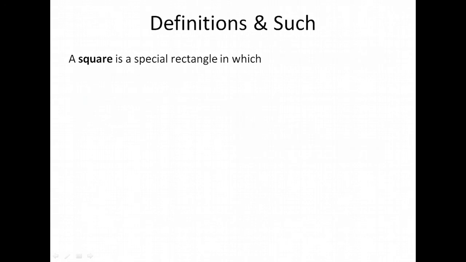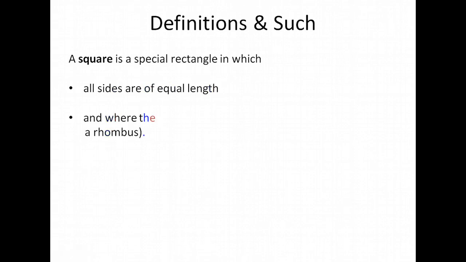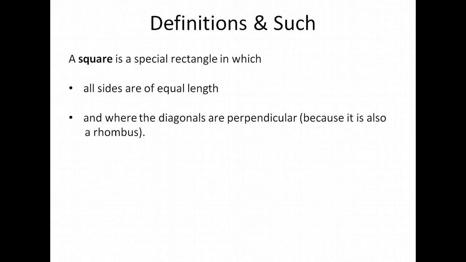And then we're going to move on to the definition of a square. A square is simply a special rectangle in which all the sides are of equal length, and where the diagonals are perpendicular because it is also a rhombus. This means that where the diagonals intersect, they intersect at a 90-degree angle.